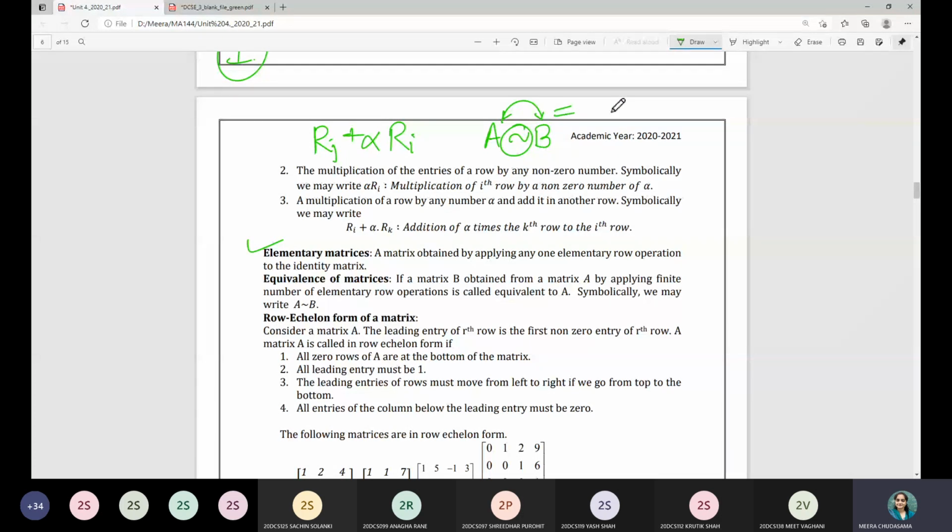We will not use equality, because equality means they are of the same size and each entry is also the same. So whenever you have performed row operations, you have written this symbol. If you write this one, it is incorrect. So in that case, those 2 matrices are called equivalent matrices.